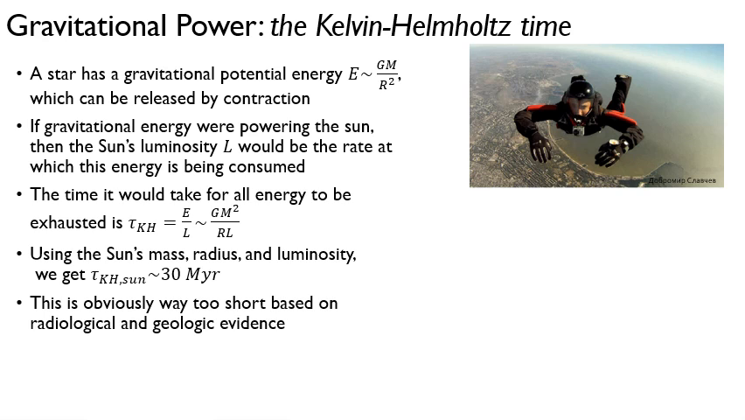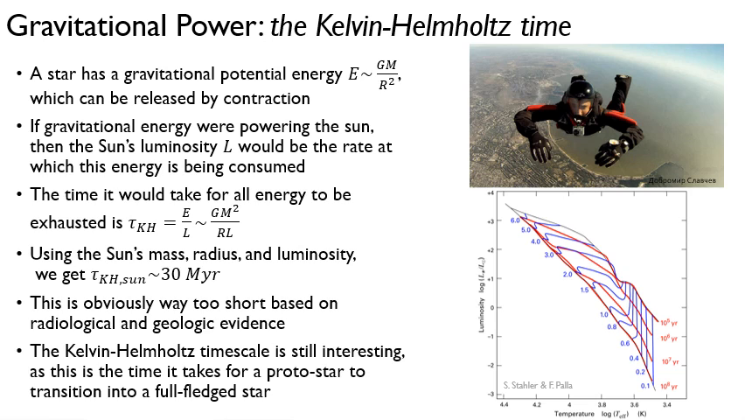which sounds like a long time, but that's way too short, right? We have radiological and geologic evidence that tells us that the Earth itself and the solar system is 4.5 billion years or so old. So that cannot work. The sun cannot have been powered by gravitational energy. It would have run out of energy way too long ago.